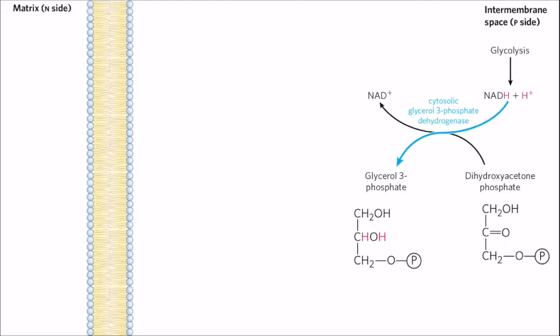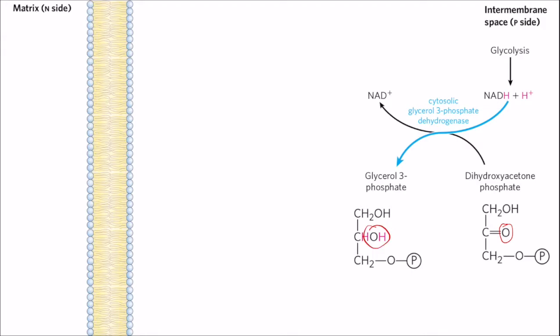What we find is the inner membrane space on one side of the lipid bilayer and the matrix on the other side. To begin the first reaction, we have NADH and a proton from glycolysis, which reacts with dihydroacetone phosphate to create glycerol 3-phosphate. So as you can see, dihydroacetone phosphate is actually reduced. This double bond is broken and the two hydrogen atoms are attached over here.